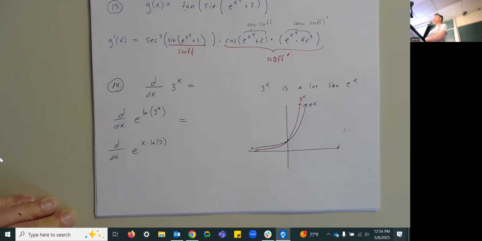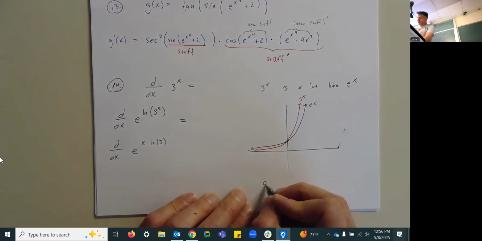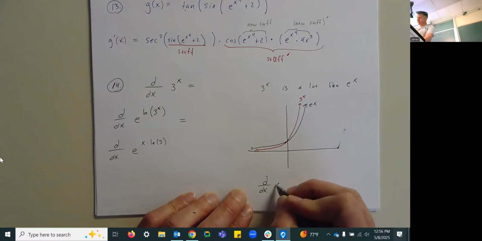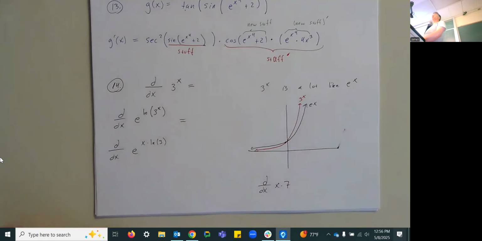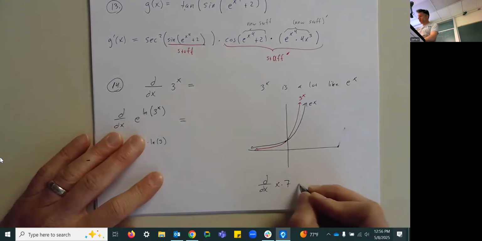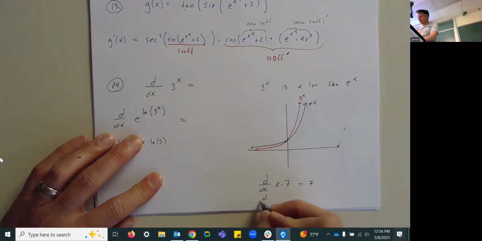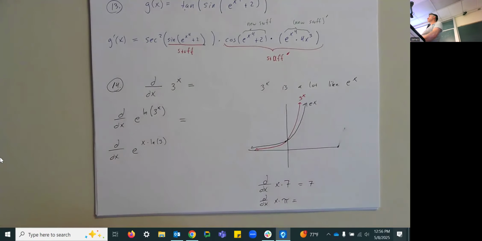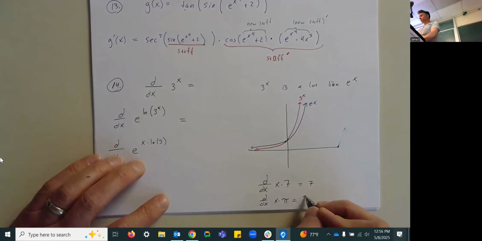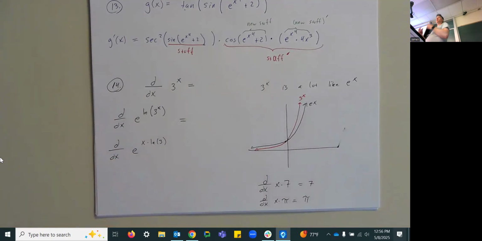Quick question off to the side. What's the derivative of x times 7? Which I know is never how I would actually write it, but I'm writing it like that on purpose. What's the derivative of x times 7? Everybody. 7. Or even kind of more weirdly, what's the derivative of x times pi? Just pi. Because whenever you differentiate a constant times x, you just get that constant. Okay, hold on to that thought.